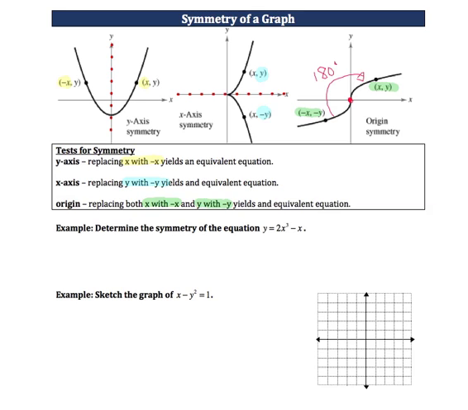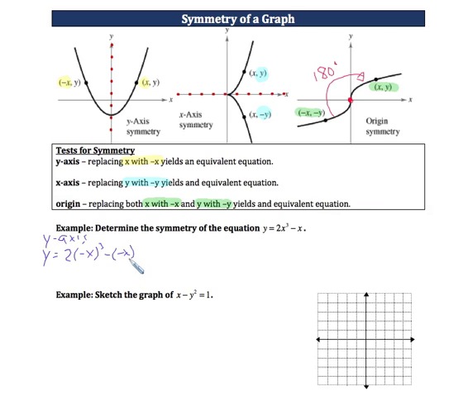Let's do an example here. It says determine the symmetry of the equation y equals 2x cubed minus x. So there's no quick way to do this if we're going to follow the tests. So let's just look at y-axis first. What it says is replace x with negative x. So we got y equals 2 times negative x cubed minus negative x.